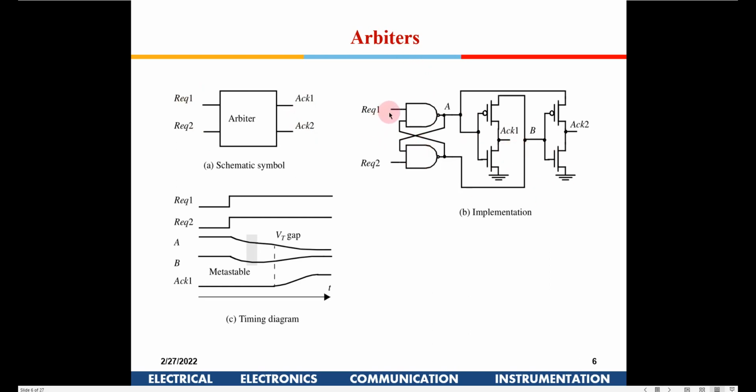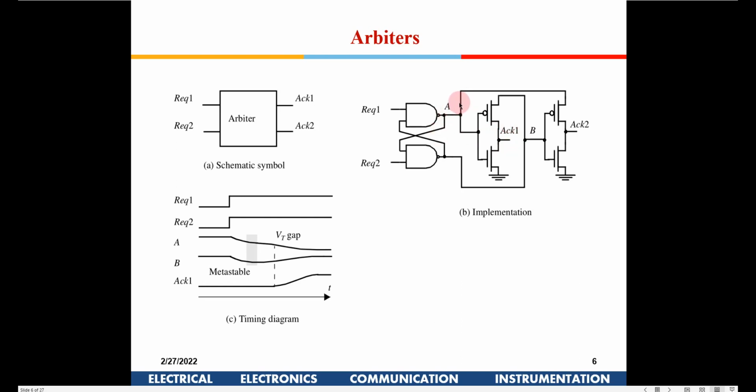If you see here, when both requests are 0, you will find both this A and B are 1. This is B, the output of this request to B out here. So both acknowledgement 1 and acknowledgement 2 will be 0. Suppose request 1 arrives first. There is a request signal, it arrives first. So 1 will cause a 0 here, and that 0 out here will cause the acknowledgement to go high.